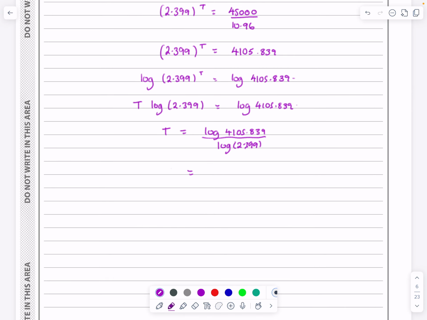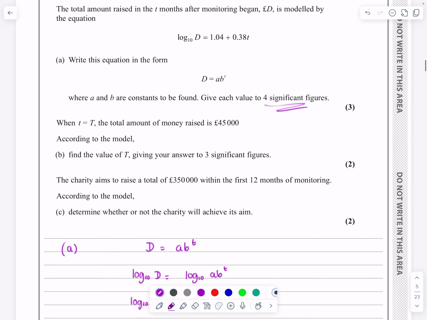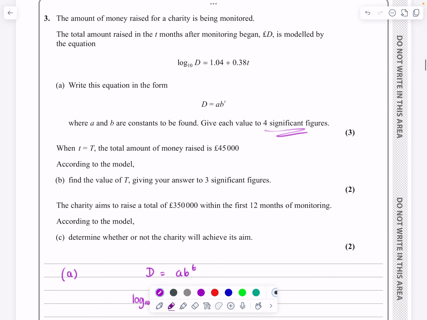Okay, so t works out to be 9.508, but I'm going to call that 9.51. So that's the number of months for it to get to 45,000. Okay, part C then says, charity wants to raise 350,000. Okay, perfect. And wants to do that within 12 months. According to the model, determine whether or not the charity achieves the aim. Okay, yeah, let's just put t equals 12 in and see what the total comes to.